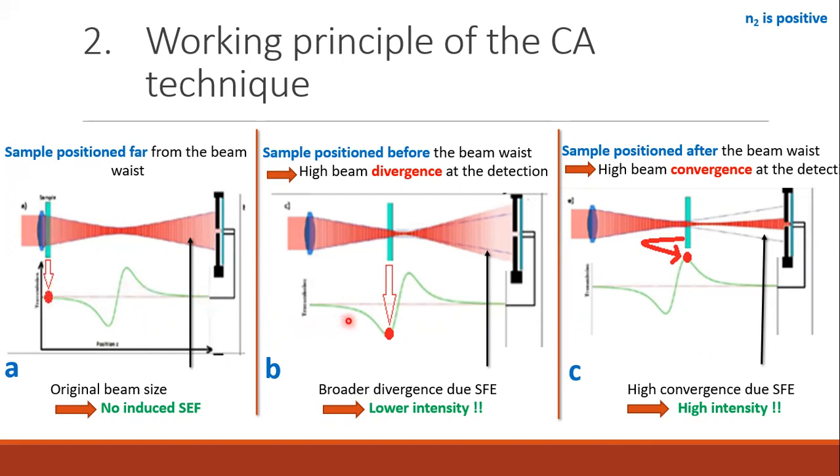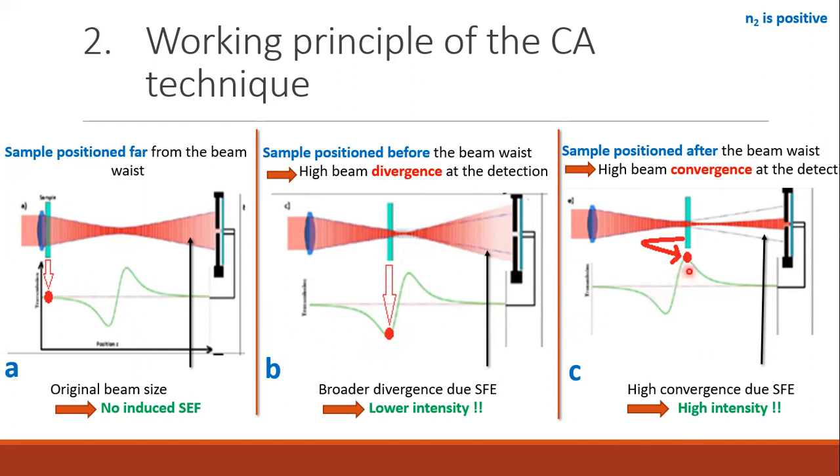We go to figure B. When the sample approaches the beam waist, the self-focusing effect happens, and hence we get a high divergence at the detection, and this is why we get a low transmission, which is shown here.